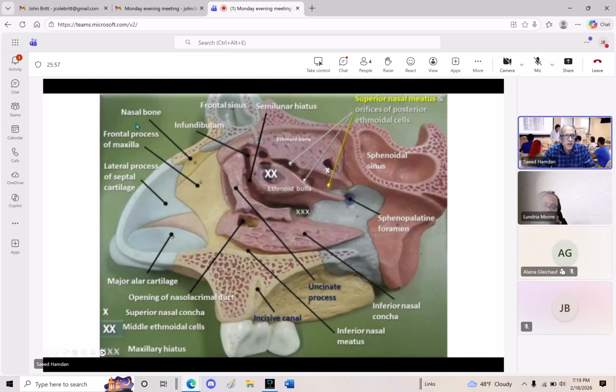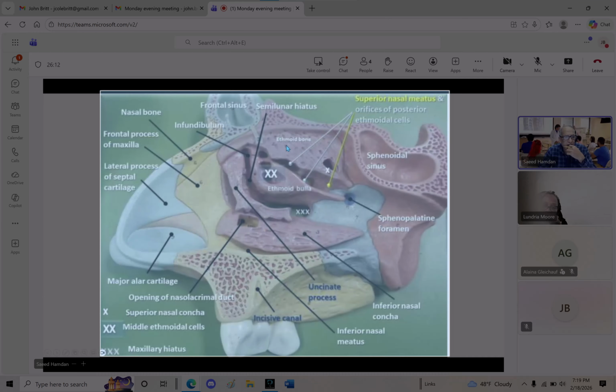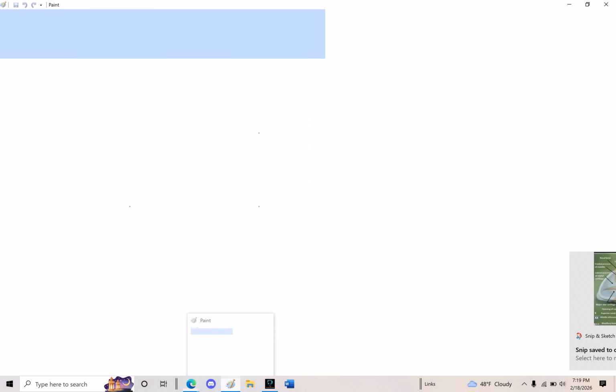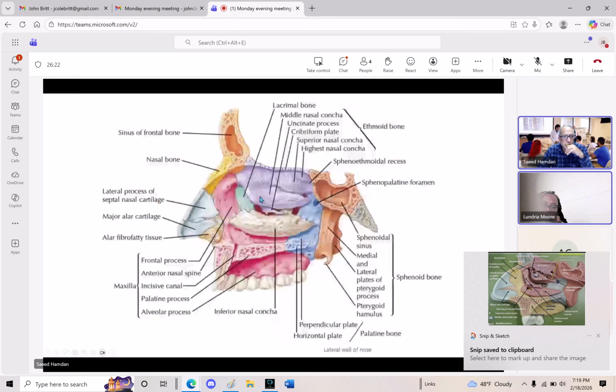Okay. Now, the uncinate process, I thought I had it here. Not on this one, maybe on this one. This is just showing you a graphical one. It was at the bottom of that one, Dr. Hamden. Right. It's the page you're showing, yeah, it was at the bottom.